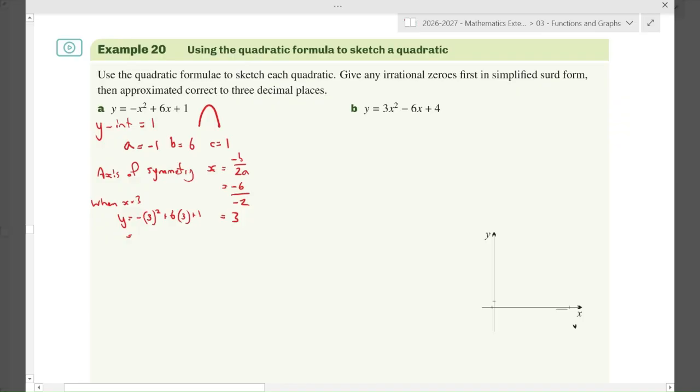Wait a minute. 10. So my axis of symmetry is 3, 10. Wow, isn't that wrong? Probably. Because you probably did minus 3 squared and got 9, whereas it's minus 3 squared. What do we do with putting the axis of symmetry into the equation? Yeah, so my axis of symmetry is at 3.